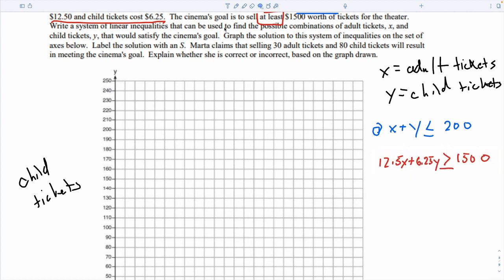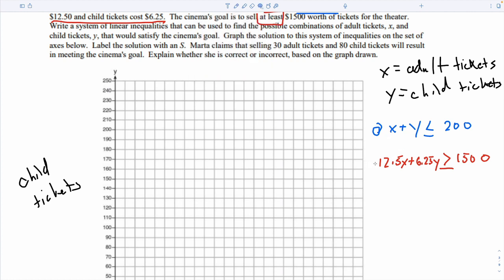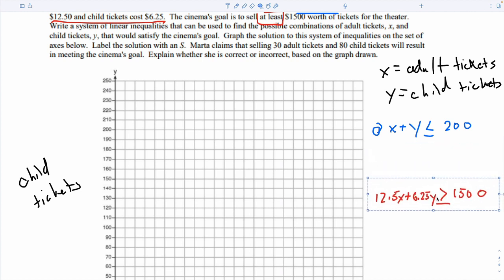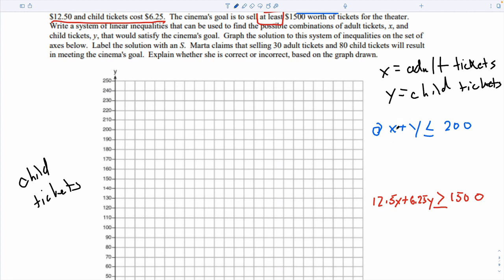I think on the test I gave you one that made a whole number, so don't freak out when you see decimals. First thing I'm going to do for up here is move the x. What is the first inequality written in slope-intercept form? Maya. What's the first inequality written in slope-intercept form?